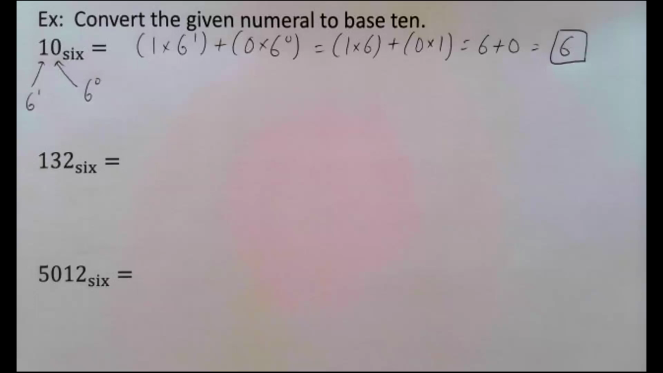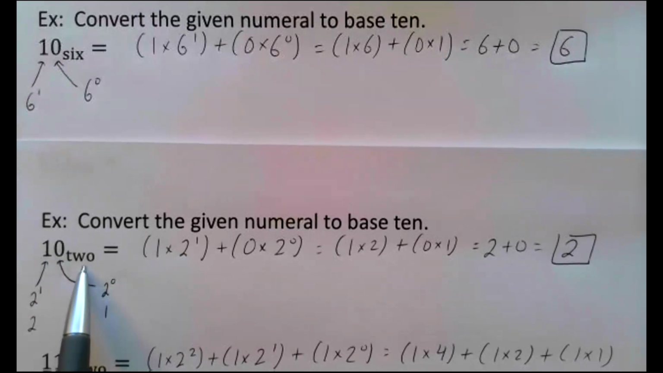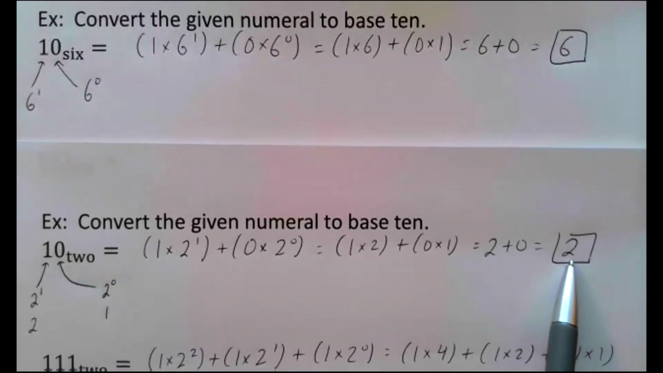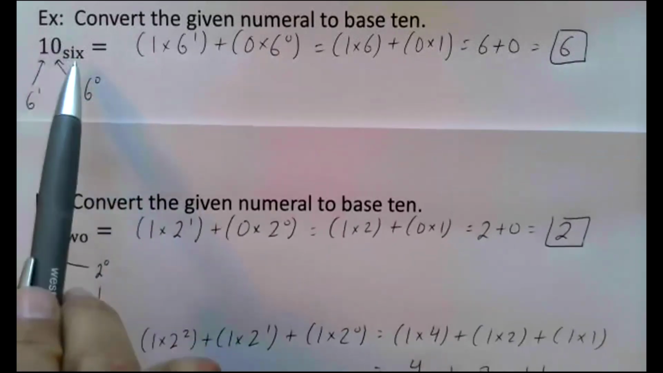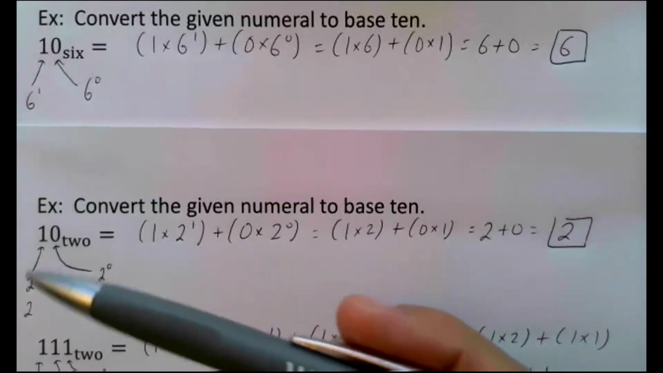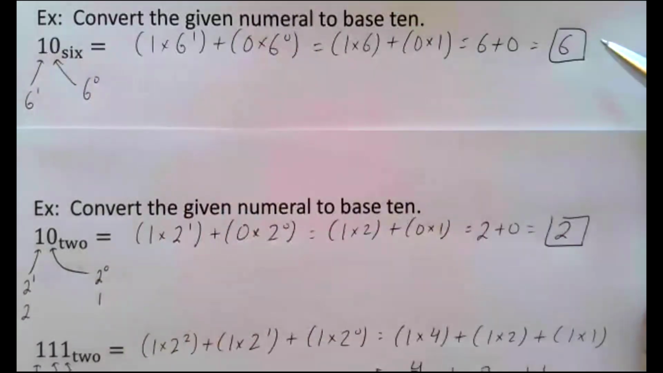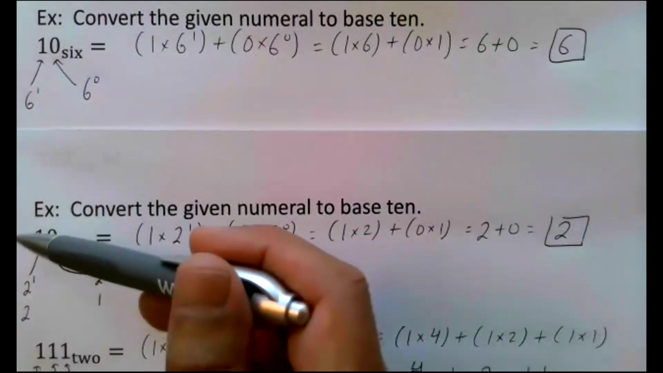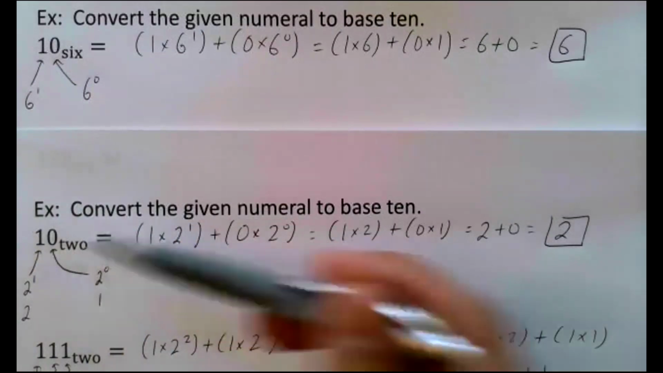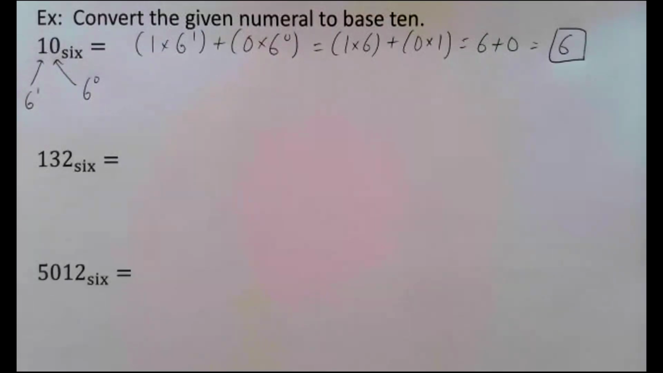Now that kind of happened right here also. Remember that 1, 0 base 2 is equal to what we call 2. 1, 0 base 6 is equal to what we call 6. That's going to happen every time. If you look at 1, 0, whatever the base is going to be your answer over here every single time.